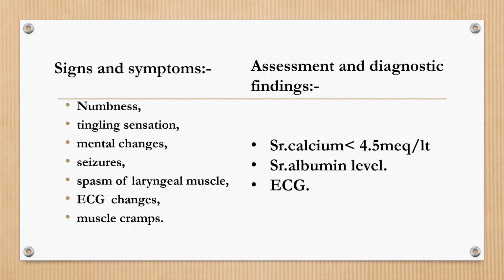The signs and symptoms are numbness, tingling sensation, mental changes, seizure, spasm of laryngeal muscle, ECG changes, and muscle cramps. Then we can identify this. The diagnostic test we can perform is laboratory investigation, to identify serum calcium level. The calcium level will be less than 4.5 milliequivalent per liter. Similarly, serum albumin level is to be assessed, and ECG, that is electrocardiograph.